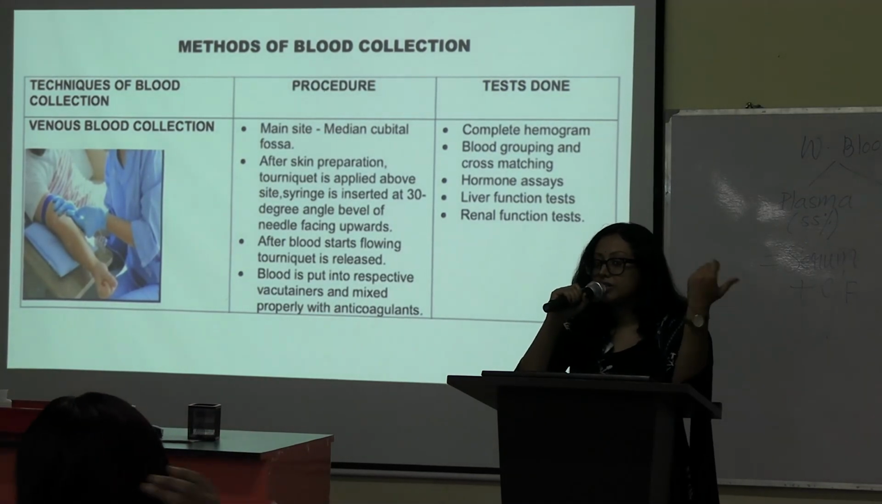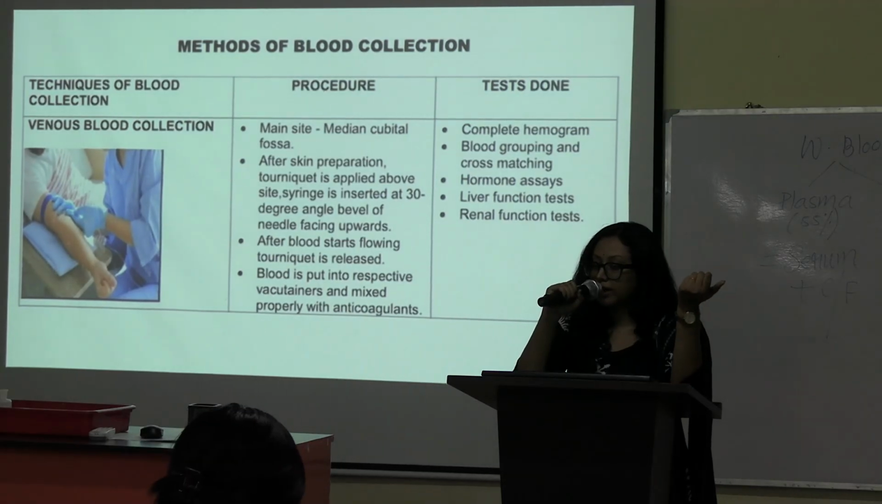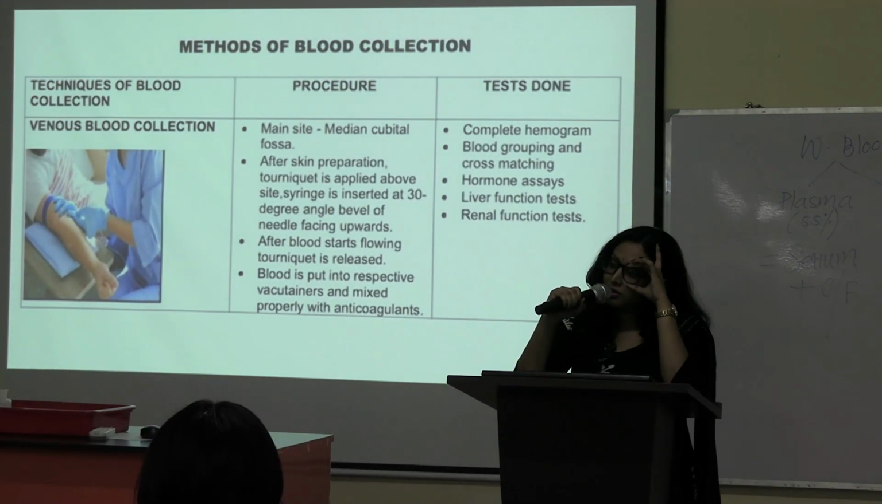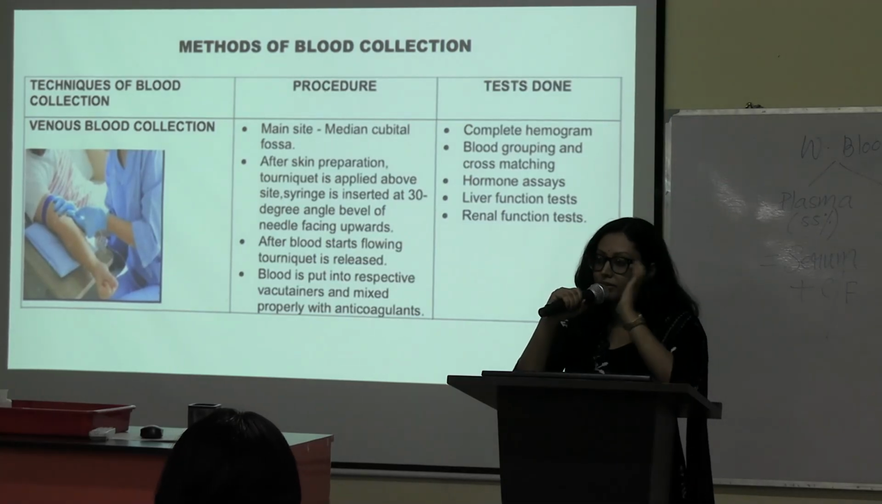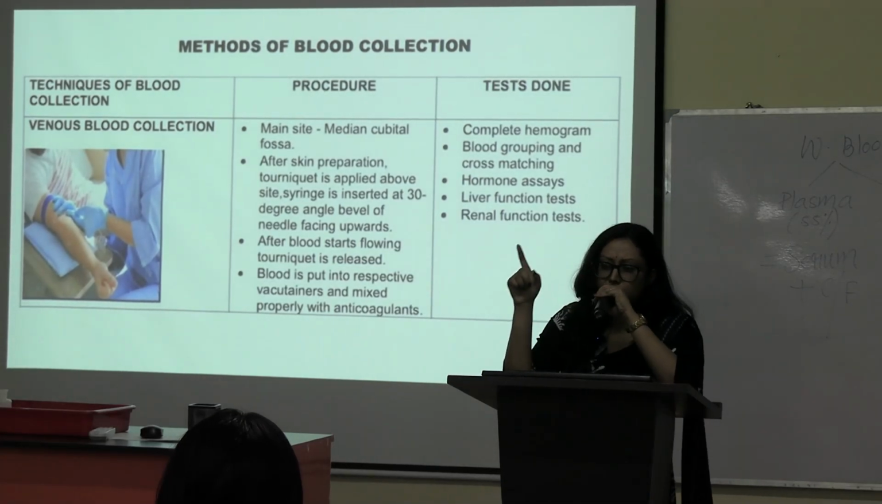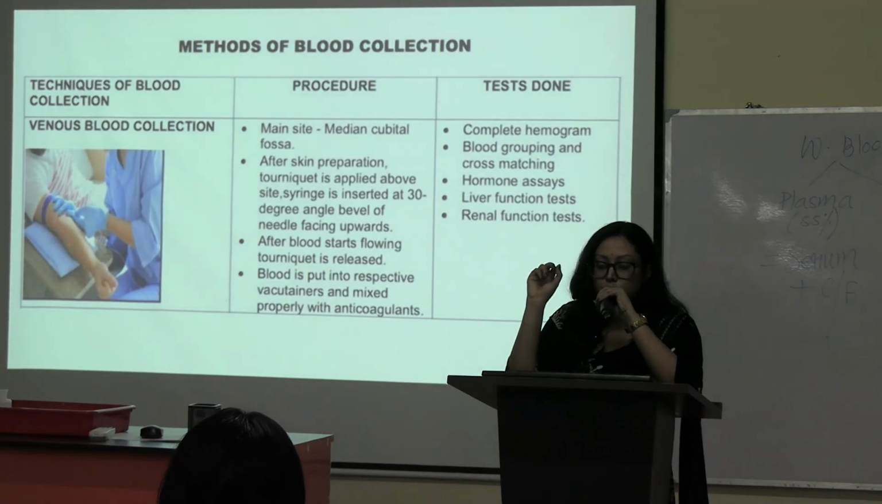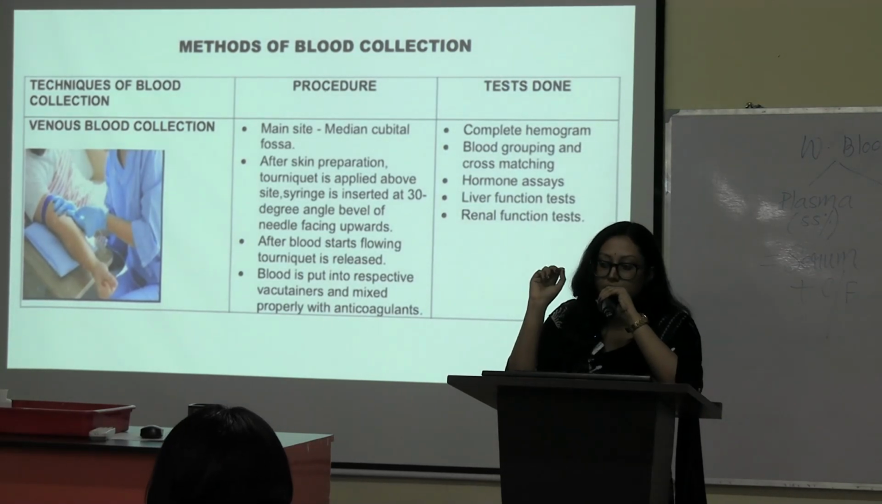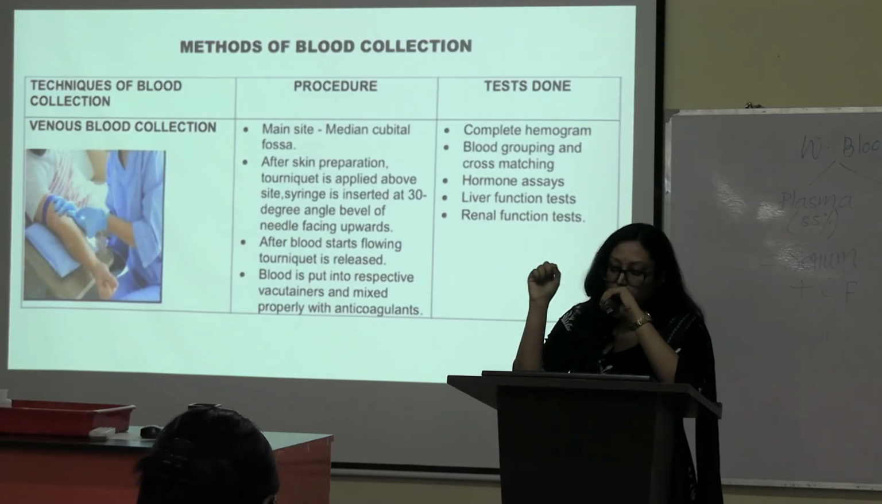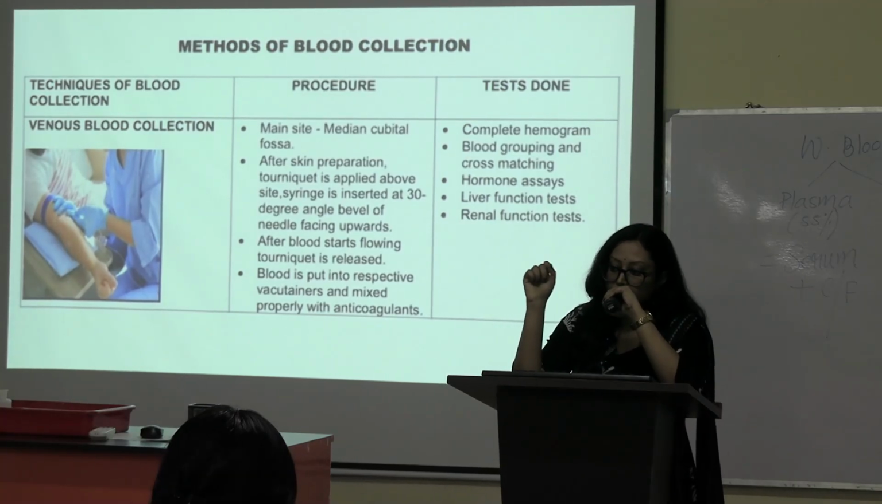Why are clenching of the fist and applying the tourniquet important? It is important to visualize the vein more prominently. Now after that, you will tap over the vein or palpate the vein to know the exact location of the vein. Now you will do proper antiseptic management of that site.